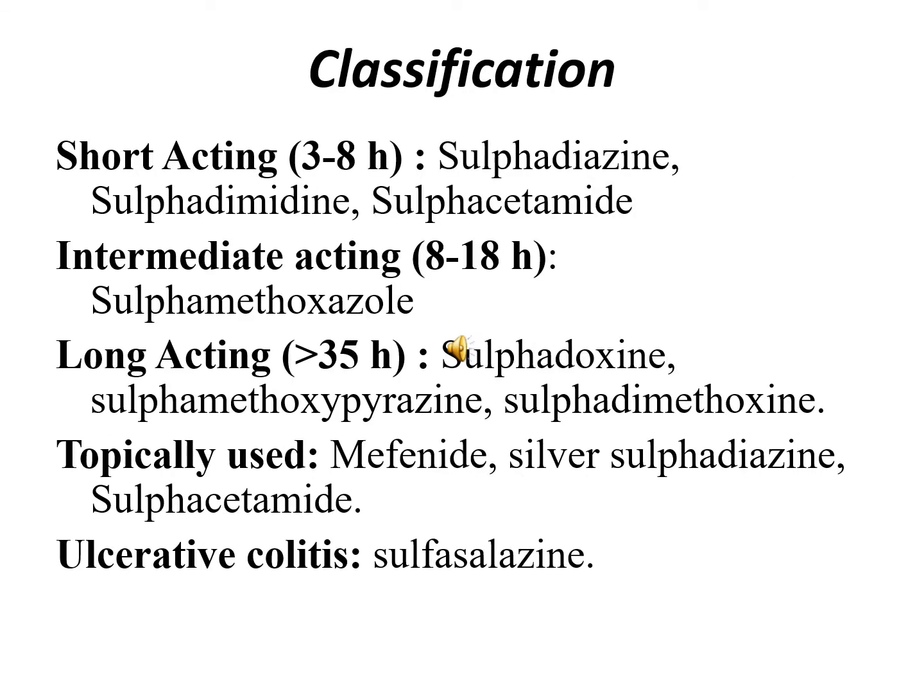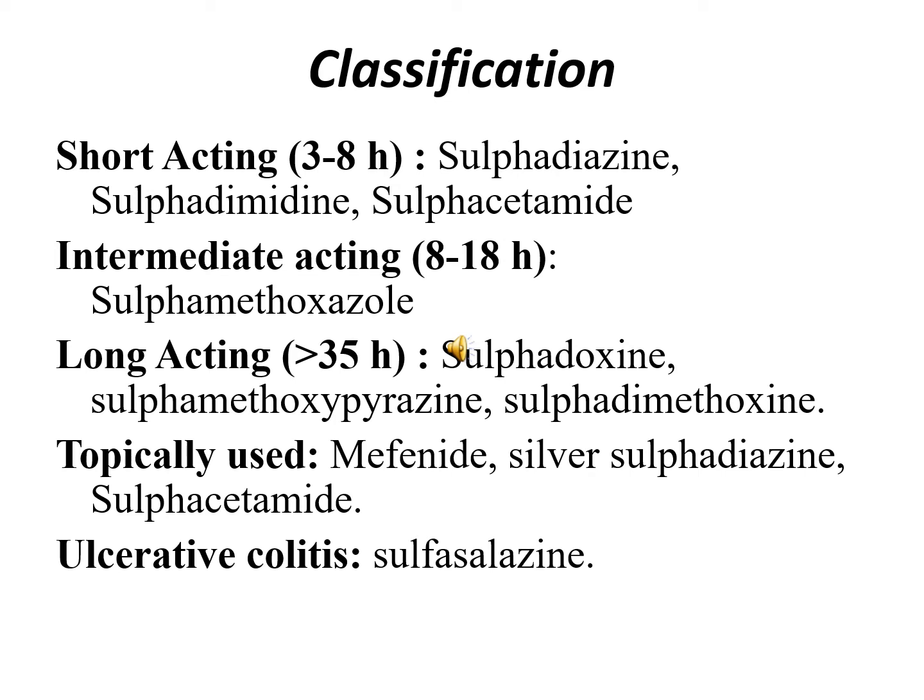After the introduction, let us go towards classification. We take the classification of sulfonamide on the basis of its duration of action. First is short acting, where the duration of action lies between 3 to 8 hours. Examples: sulfadiazine, sulfadimidine, and sulfacetamide. Then is intermediate acting, where the duration of action lies between 8 to 18 hours. An example is sulfamethoxazole. There are many examples also, and I am giving some important drugs which are mentioned in your syllabus. There are more examples in these categories.